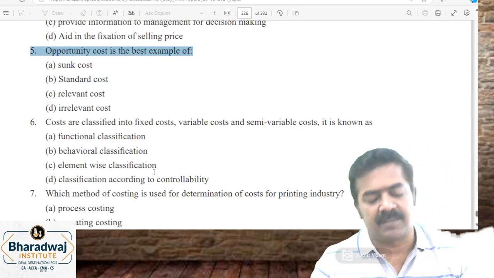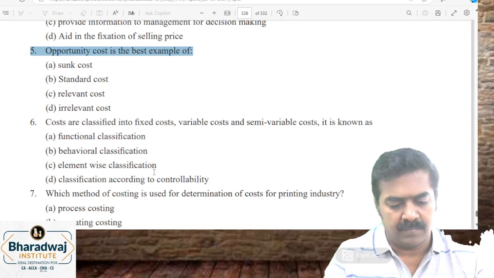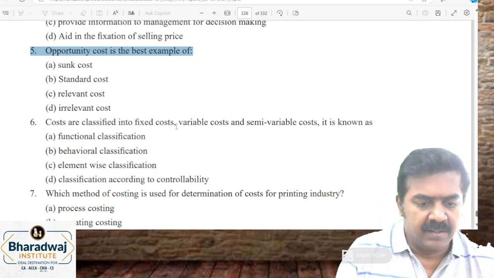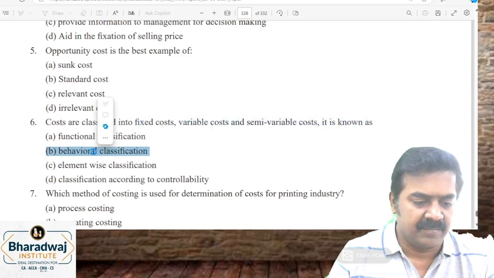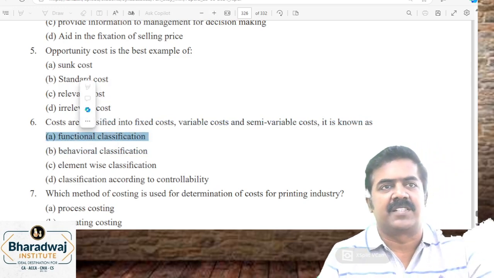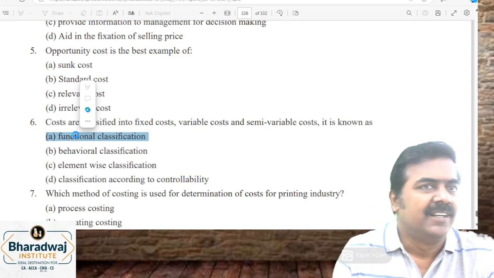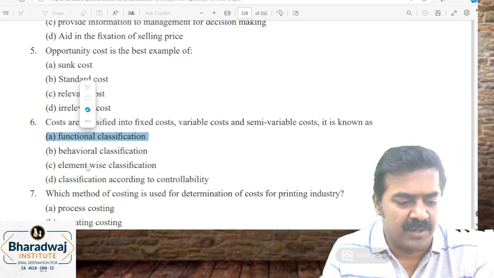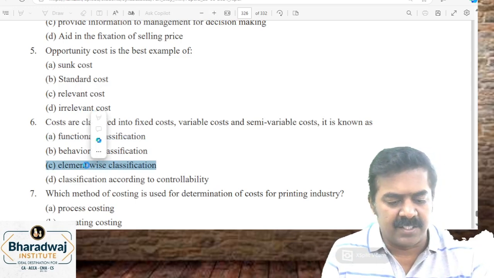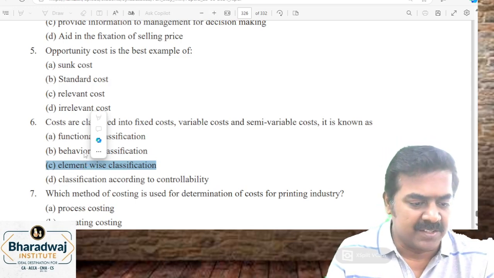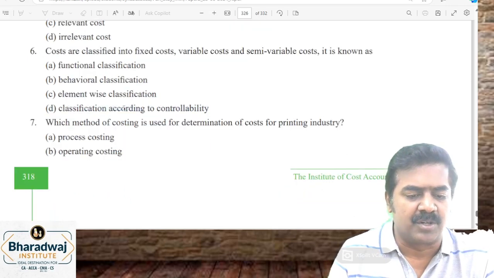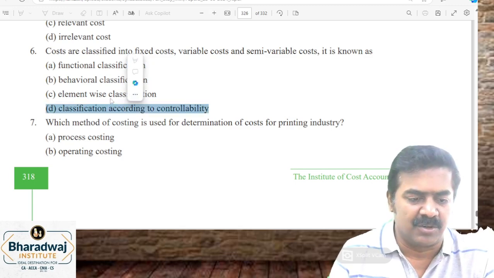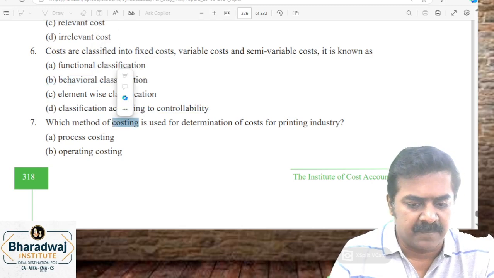6th part, you can answer. Fixed, variable and semi-variable cost is a classification based on behavior. B. Functional classification is based on prime cost, factory overheads, administration overheads. Element-wise is material, labor, overheads. Behavior-wise is only fixed, variable and what? Semi-variable. Classification according to controllability is controllable cost and uncontrollable cost. So the answer is behavioral classification.